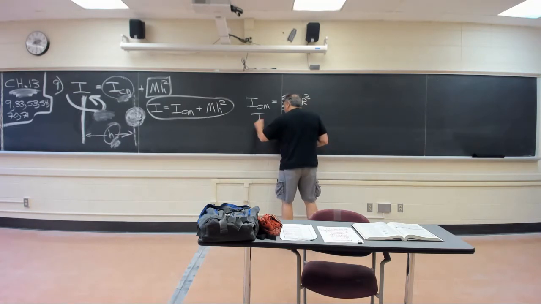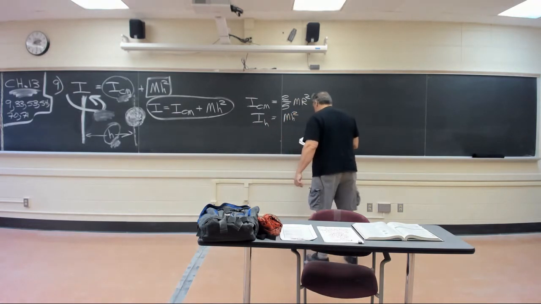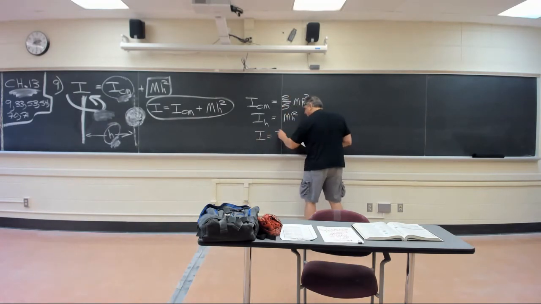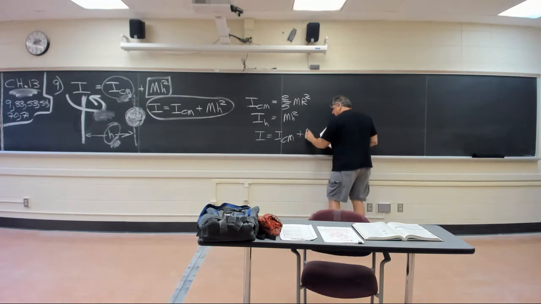At a distance h away, if it was just a point mass, it would be mh squared. So you're basically just adding the two of those, as we have said. This is the third time you're seeing it here, guys, but as we said, repetition is the mother of learning oftentimes.